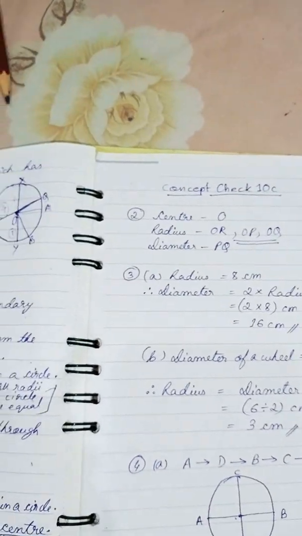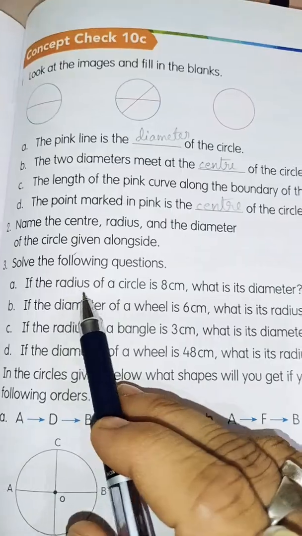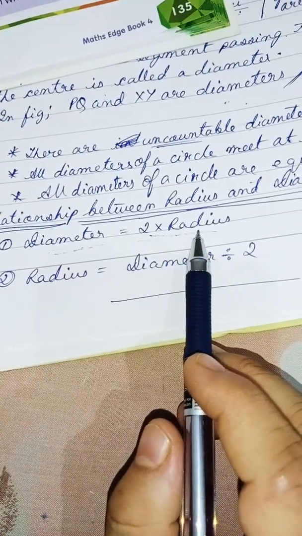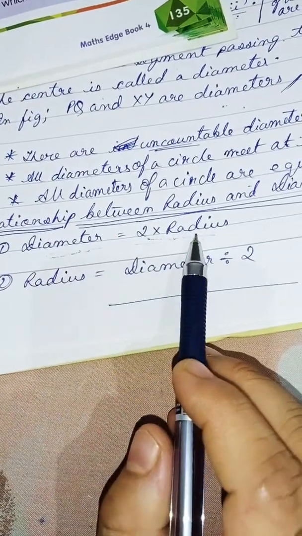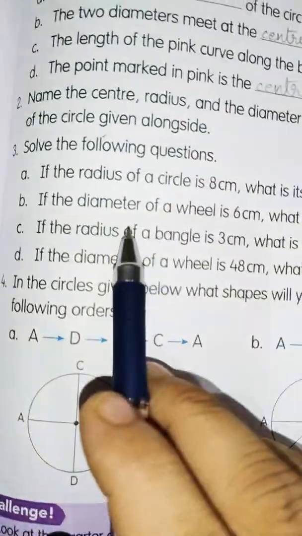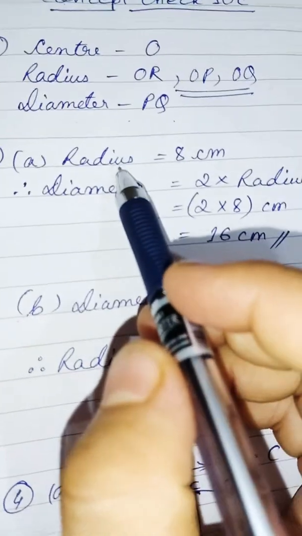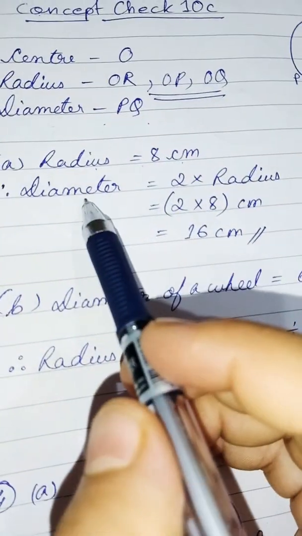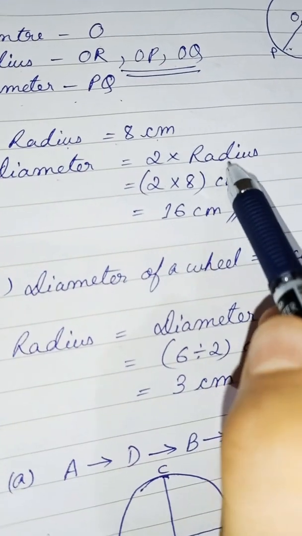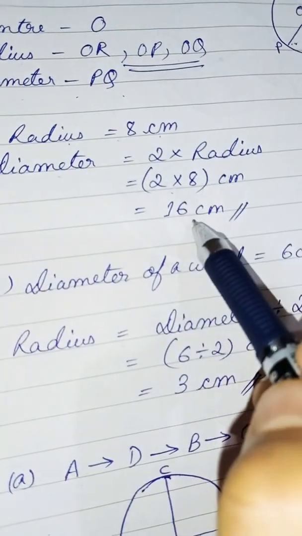Now we come to the next question, question number 3. If the radius of a circle is 8, what is the diameter? Just now I have given you the relation: if the radius is given, multiply the radius by 2 and you get your diameter. The radius is given, find the diameter. So radius is equal to 8 centimeters, and as we know, diameter is equal to twice the radius, that is 2 into radius. So radius is 8, so 2 times 8 is 16.